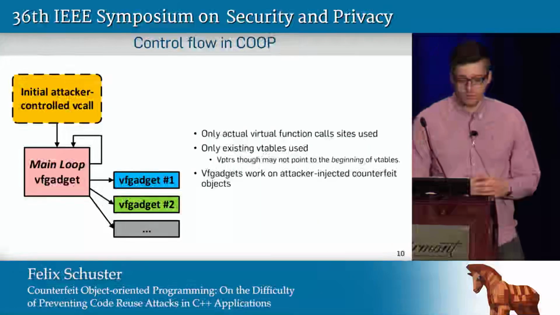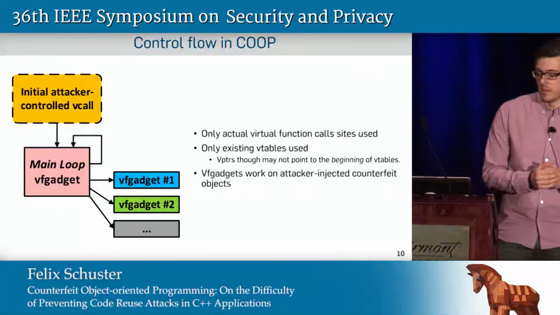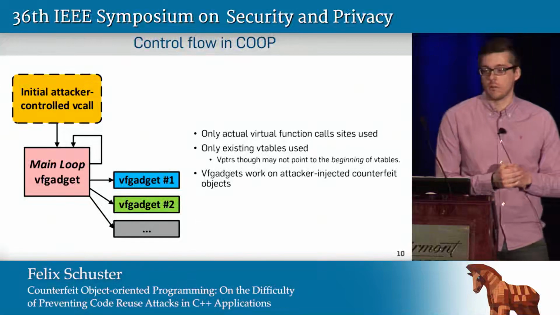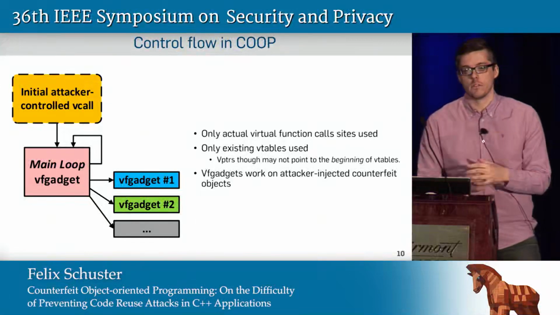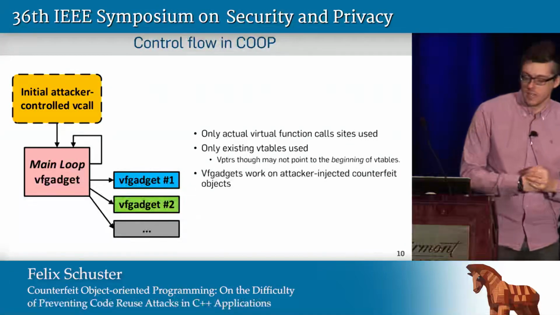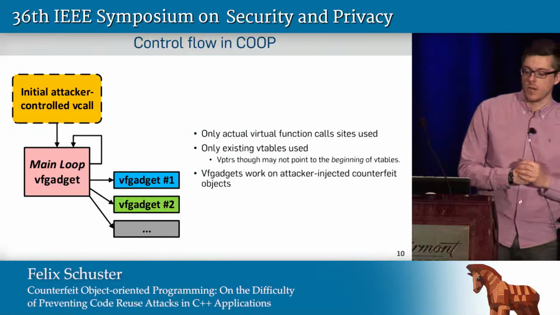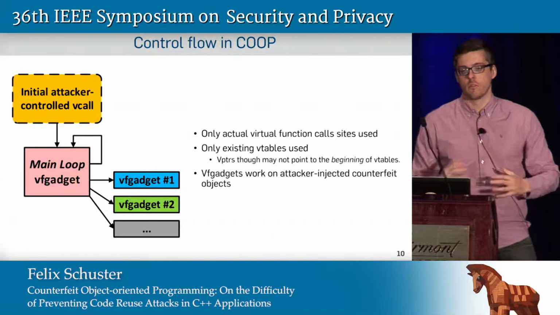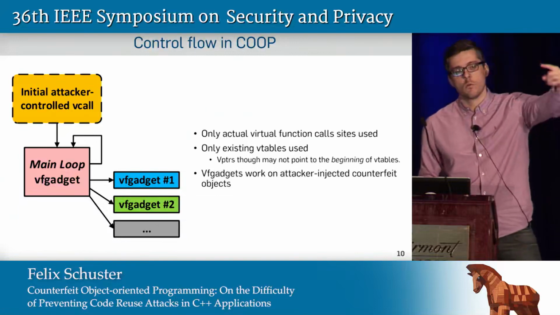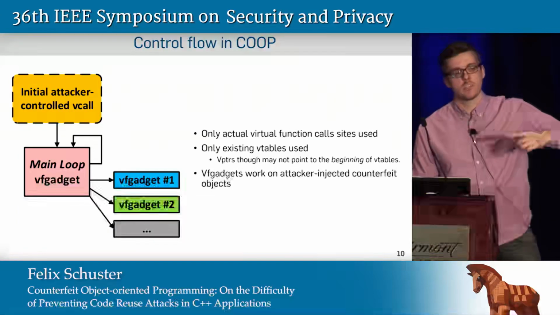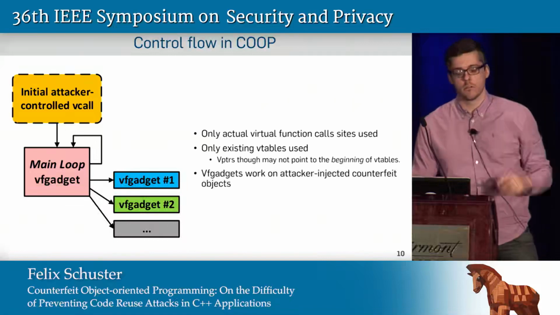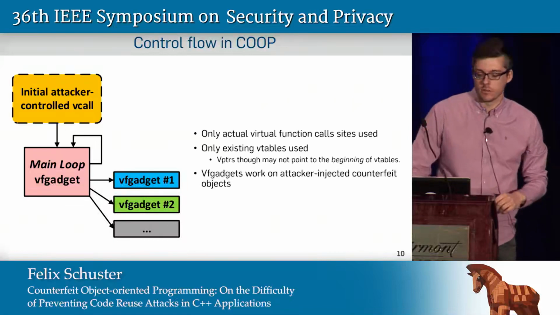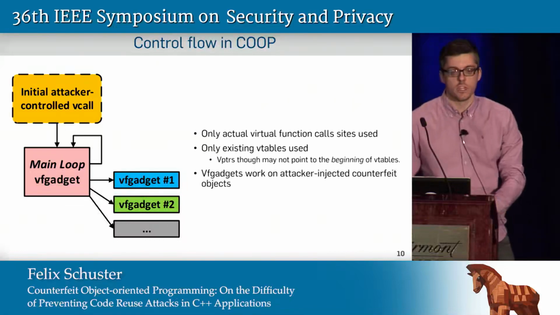So the control flow in a COOP attack looks like this. First, we have the attacker-controlled vcall, because the attacker overrode the vptr of the C++ object, and the attacker then branches to a main loop gadget. And from this main loop gadget, we invoke the actual VF gadgets that we want to execute in order to program or to have our malicious computation executed.